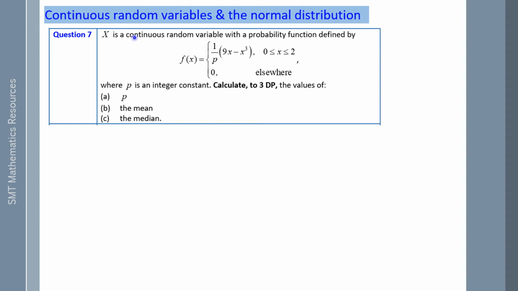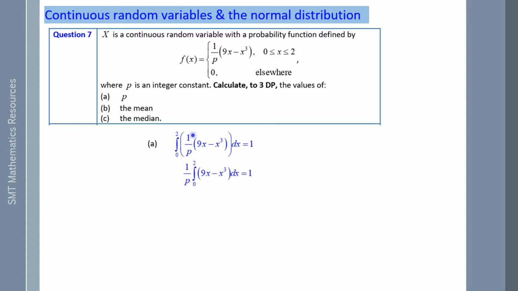Question 7, we've got a continuous random variable with a PDF function given by 1 over p times 9x take x cubed, where p is an integer constant. Calculate to 3 decimal places the values of p, the mean, and the median. Like the previous example, the area under the curve between 1 and 2 has to equal 1. So we're going to write up an equation, which is the definite integral on the left, and it's got to equal 1.